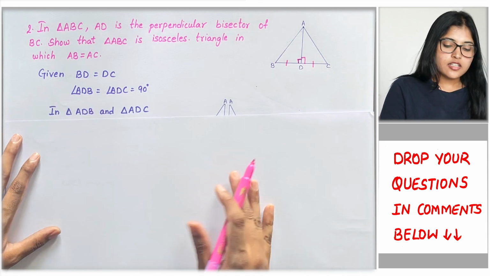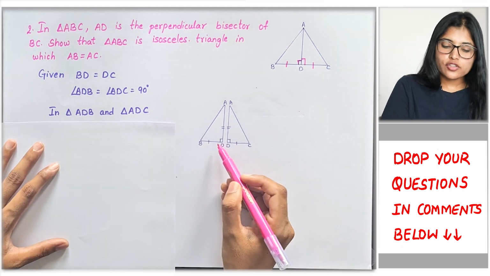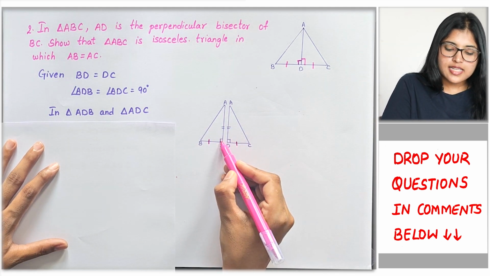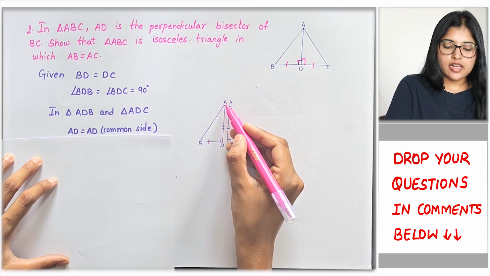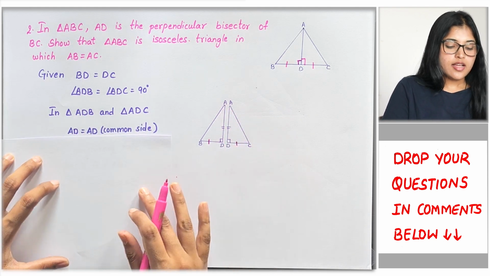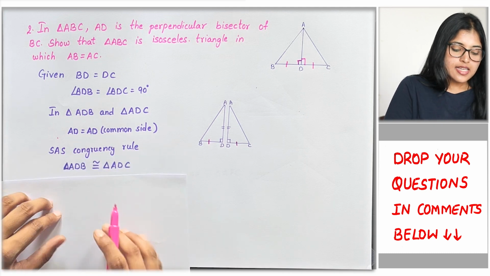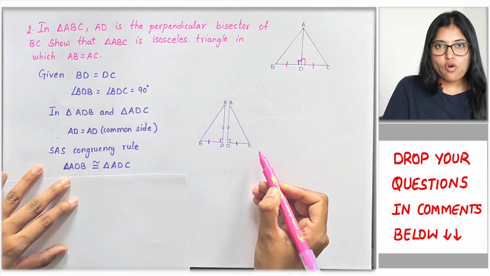Now, if I take these two triangles ADB and ADC, I have drawn the two triangles over here. So, this side and this side are equal. This angle and this angle are equal, and AD is the common side. So, AD is also equal. I can use the side angle side congruency rule and say that triangle ADB and triangle ADC are congruent.